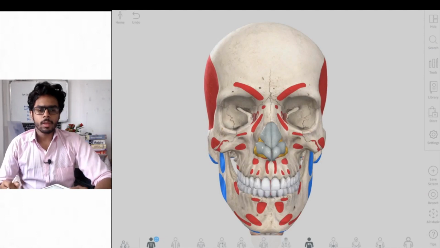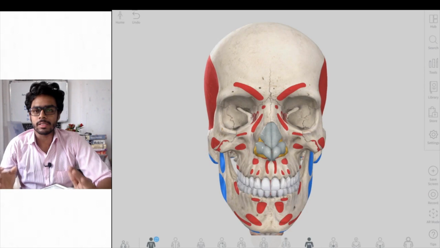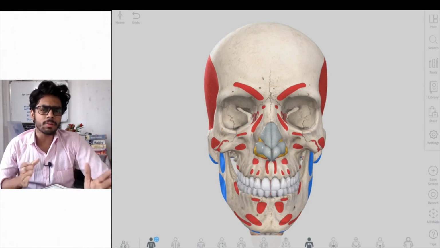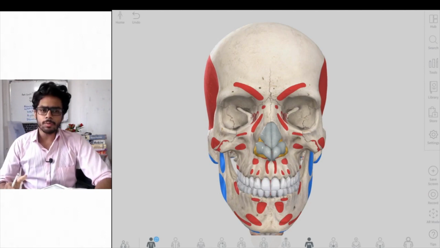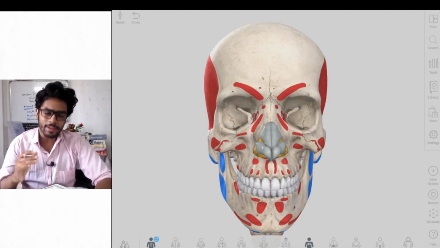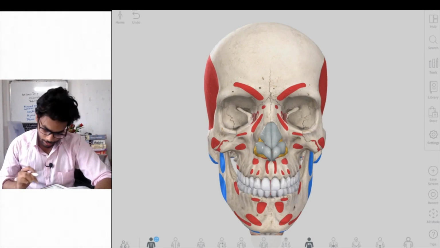Hello everyone. In this lecture, we are going to study all the muscle attachments in norma frontalis. In the previous lecture, we studied all the bones, the sutures, and the parts of bones which we can see in the norma frontalis view. So first we will start with the frontalis muscle, which is on the forehead.